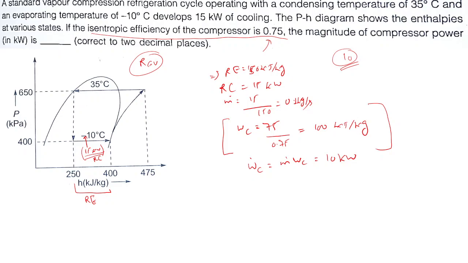Compressor work supplied is the mass flow rate into H2 minus H1. We know all the values, the mass flow rate and H2. These values are for the reversible cycle, but it is not reversible, so they have given the isentropic efficiency. So this cycle holds good if the compression would be this way. One minute, I will show the T-S diagram. This cycle, whatever this diagram is, is for this type of system.